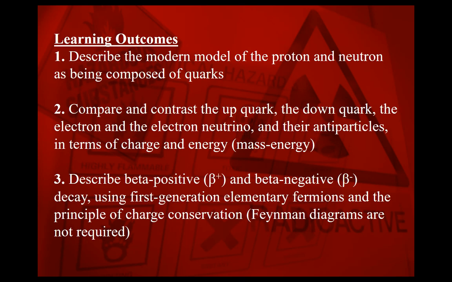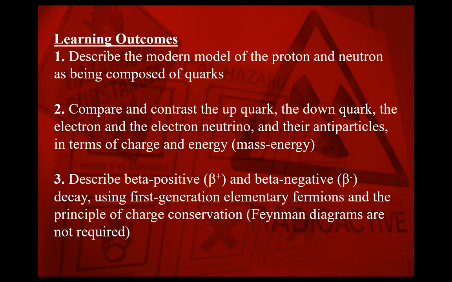Learning outcomes are to, one, describe the modern model of the proton and neutron as being composed of quarks. And two, we're going to compare and contrast the up quark, the down quark, the electron, and the electron neutrino and their antiparticles in terms of charge and energy.